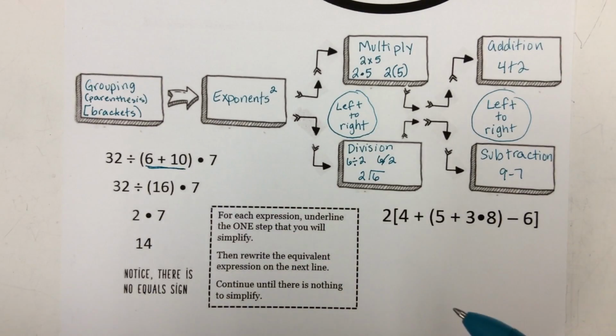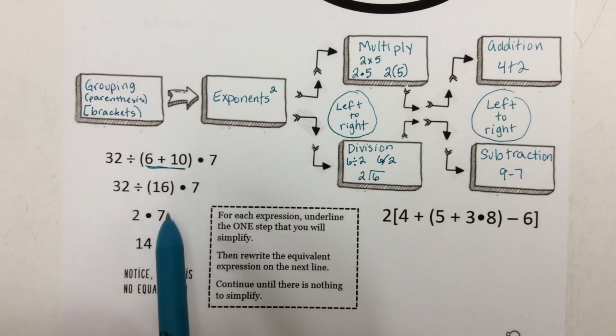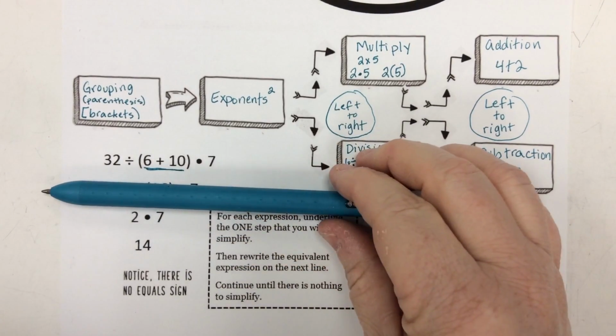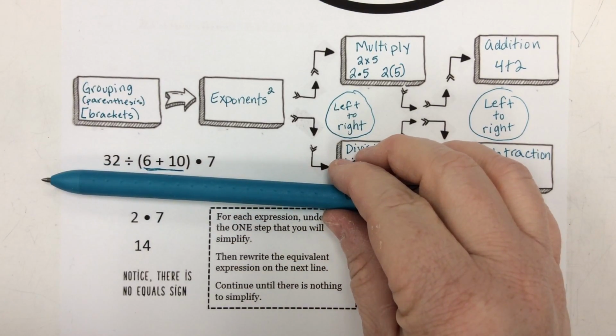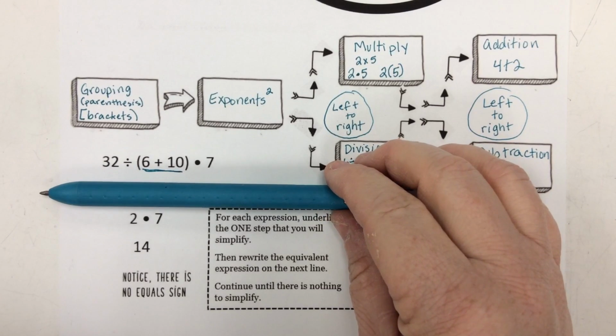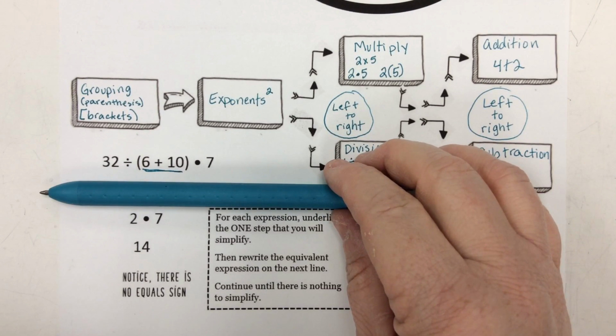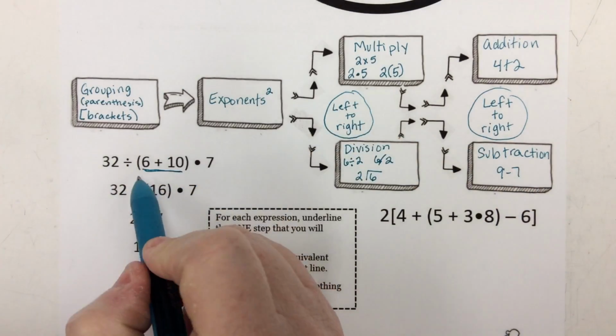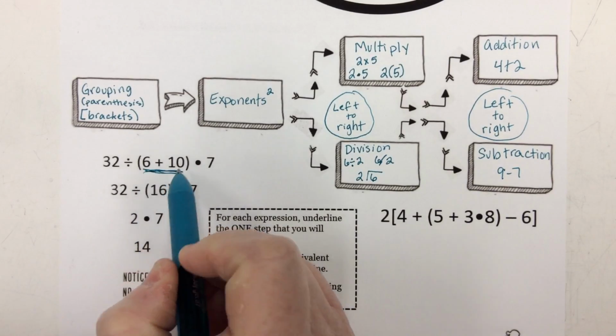Now, we never ever have an equal sign in our problem. I always just want to say, here is my expression right up there on top. What is the first step that I would do? Well, I have division, I have parentheses with addition, or I have multiplication. Well, I'm going to go with the addition because it's in parentheses. So I underline the step that I'm going to do, and I simplify it.